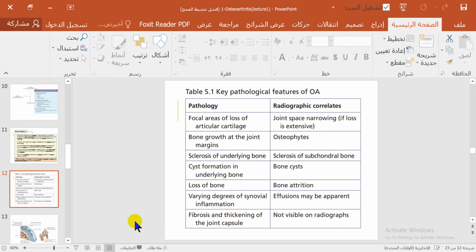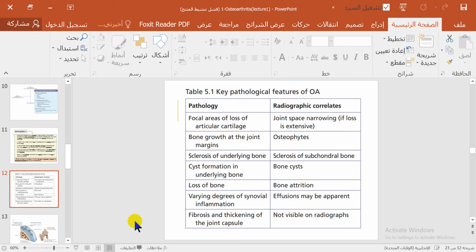The radiological features of OA changes, in comparison with the radiological findings: focal areas of loss of articular cartilage, and the joint space is narrowed if the loss is extensive. Bone growth at the joint margin causes osteophyte formation on X-ray. Sclerosis of the underlying bone, or subchondral bone formation. Cyst formation in the underlying bone, a bone cyst appears on the X-ray. Loss of the bone adhesions.